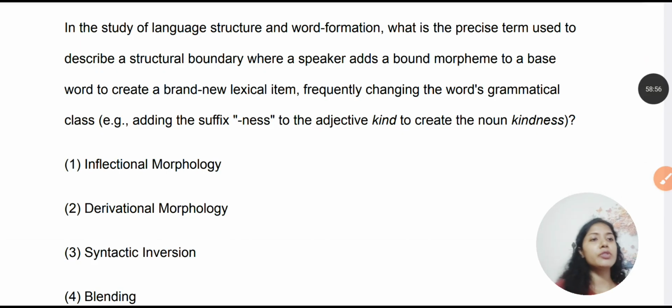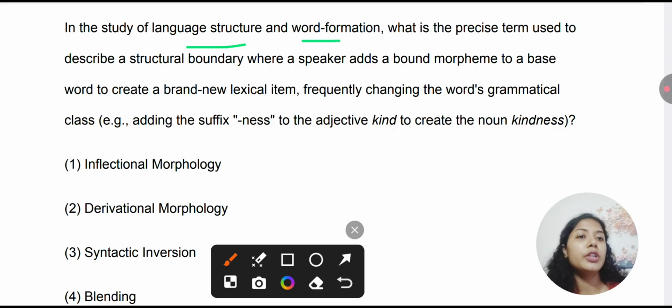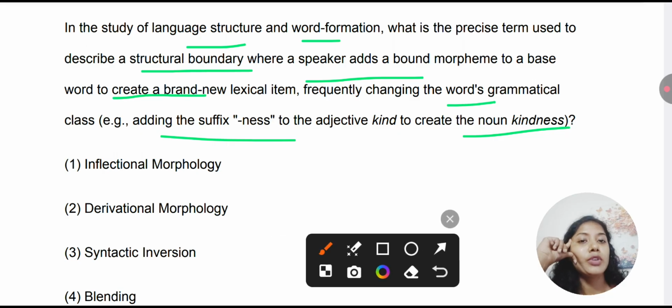Now see this question. This question is in the study of language structure and word formation: what is the precise term used to describe a process where a speaker adds a bound morpheme to a base word to create a brand new lexical item, frequently changing the word's grammatical class, like adding the suffix ness or a prefix like un, im to the adjective kind to create the noun kindness? Which one? Inflectional, derivational, syntactic, or blending?